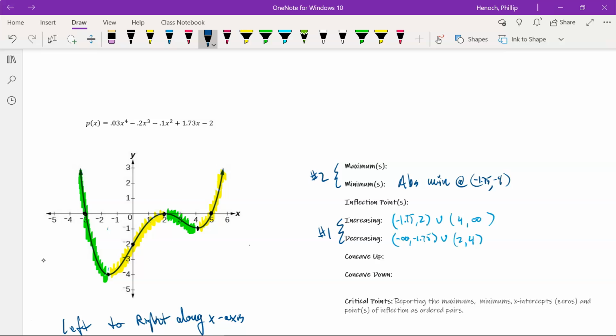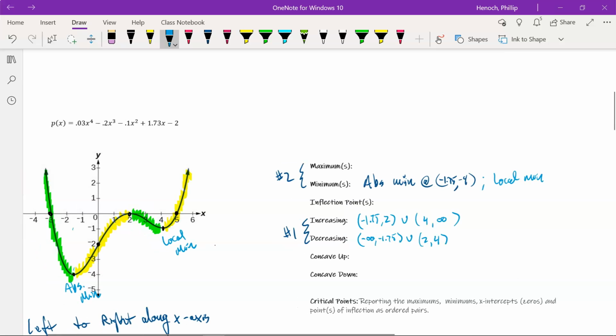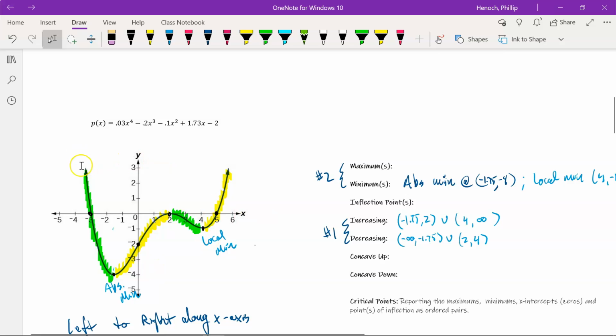So here's our absolute minimum. We also have a local minimum. So this is the lowest point, and that's the next lowest point. This is our local min, and that looks like it's at 4, negative 1. And then, since we don't have an absolute maximum, we have a local max. It's a high point on the graph, but it's not the highest point on the graph. So the local max will be at 2, 0. So we have an absolute minimum, a local minimum, and a local maximum.